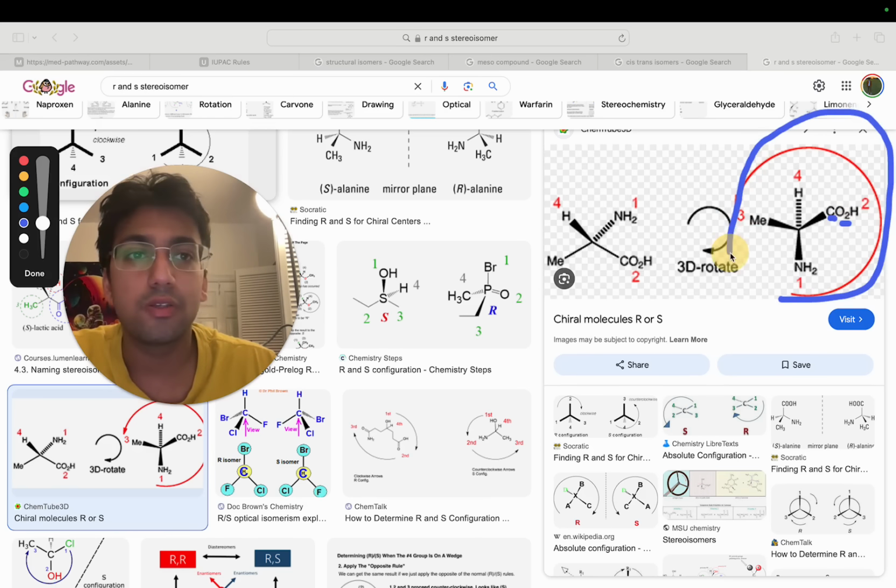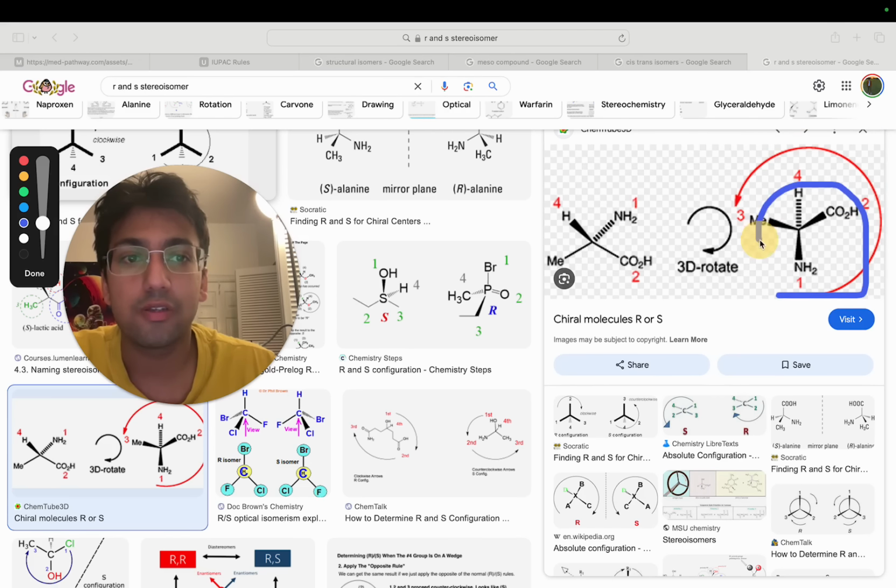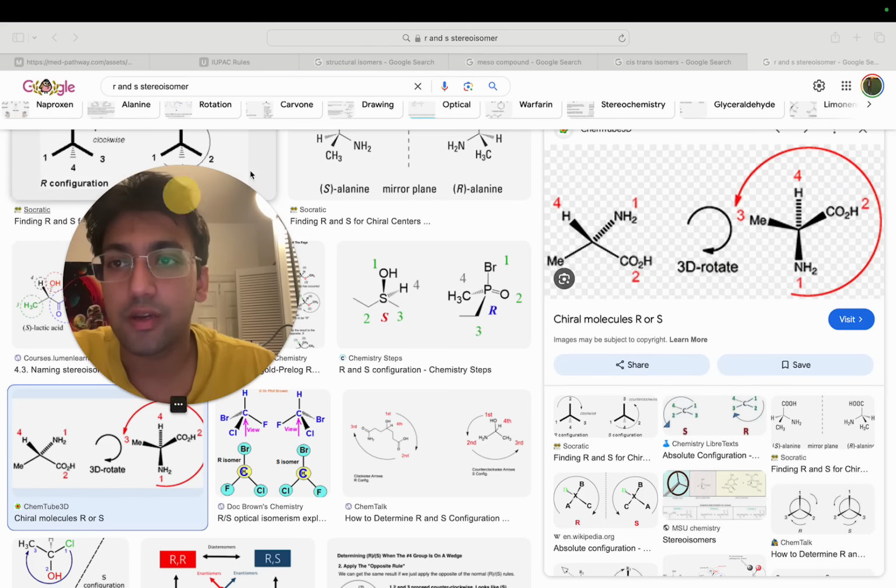So now we go this way. Is that clockwise or is that counterclockwise? To me, that looks like counterclockwise, so that would be an S configuration. Okay, so that's how you figure that out.